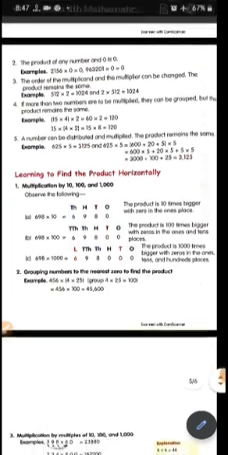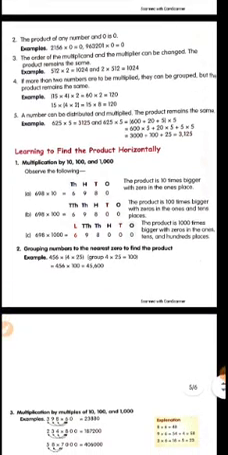So the grouping of the numbers will not change the answer or the product. Fifth, a number can be distributed and multiplied. The product remains the same.